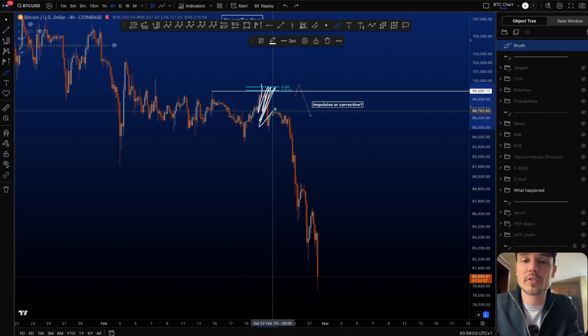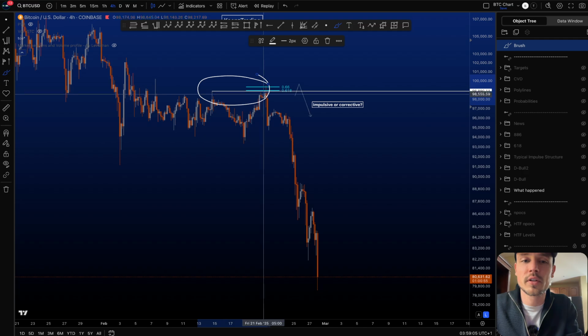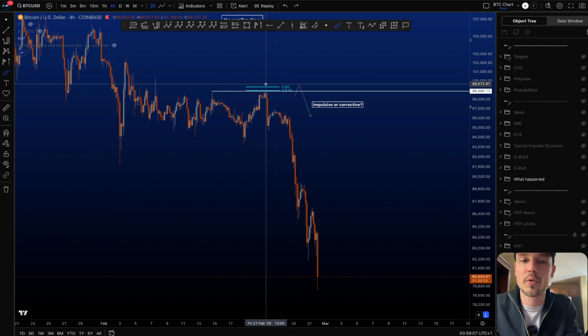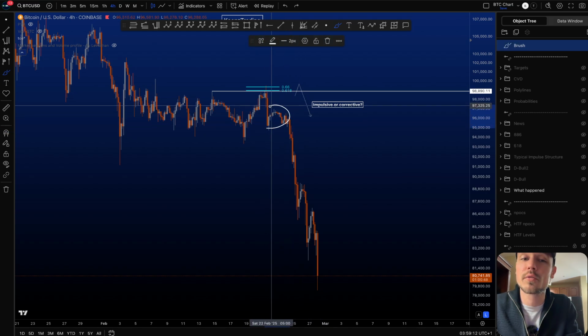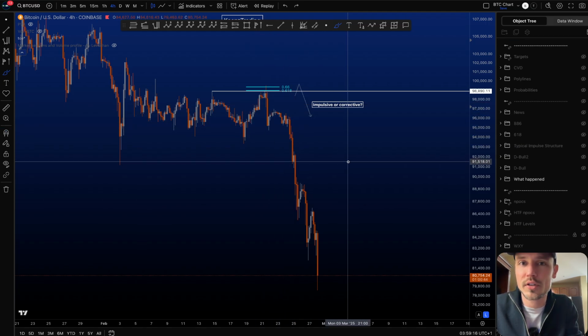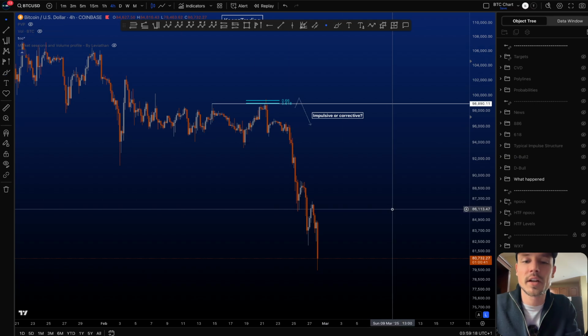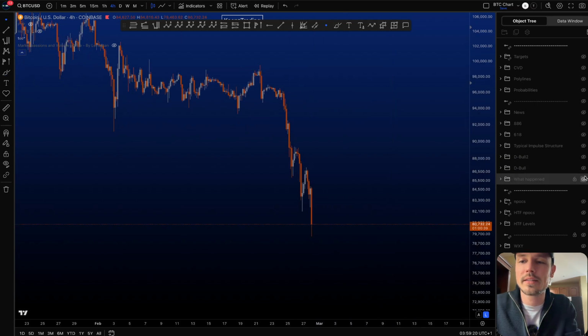Now, of course, I was already traveling over here, but you can see price took the liquidity, took the high, hit the golden pocket, moved towards the downside impulsively, followed by a three-wave corrective move to the upside, a three-wave corrective range, and there you go. Price moves to the downside, very, very nice, and now we find ourselves at about 80K.